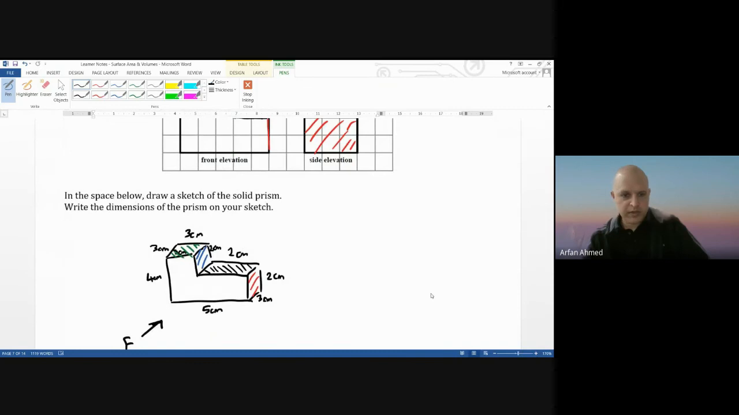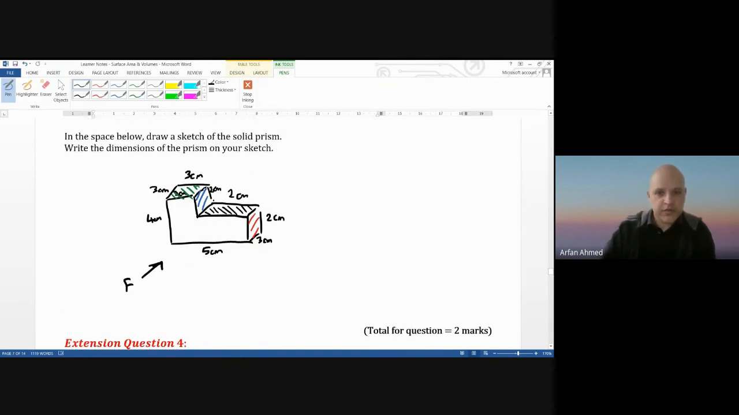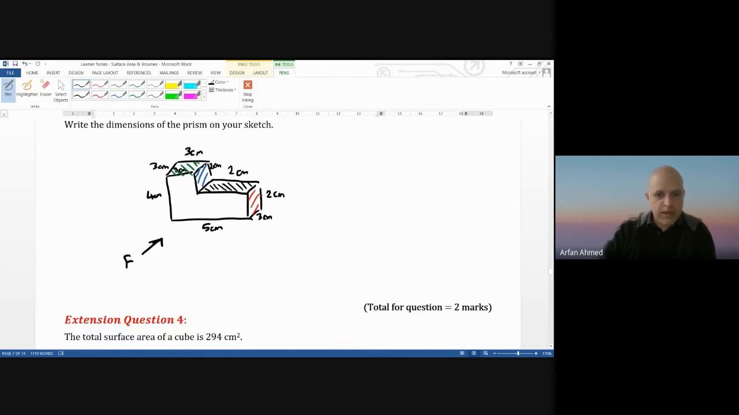So yeah, don't spend ages on something like this. Obviously, I'm spending ages just to show you guys what it looks like. I would always start off with the front. Start off with the front side first, and then go from there. Yeah, like I said, don't spend ages on this. Let's move on.